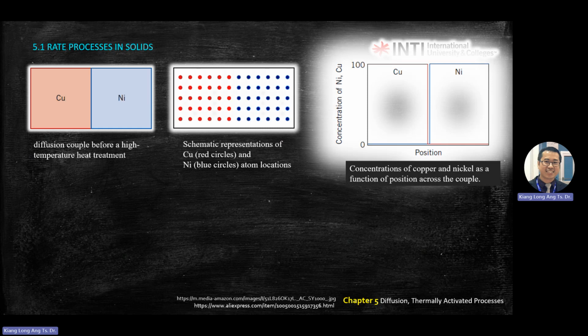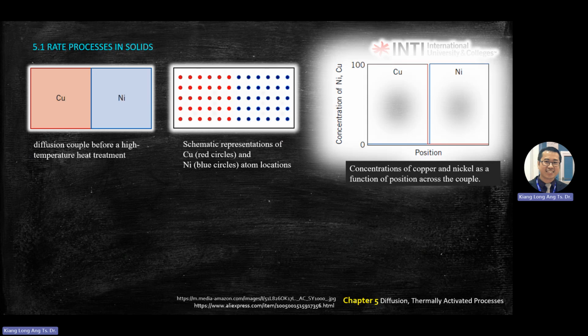Concentration versus position. On the left hand side you see 100%, and on the right hand side you also see 100%. So you'll see copper at 100% until the middle point. When you reach the middle point here, the copper drops to 0% all the way to the right. Same with the nickel. On the right, 100%. Move to the center, it drops to 0, and then 0 all the way to the left. So this is a concentration graph between the two materials at room temperature or before heat treatment.